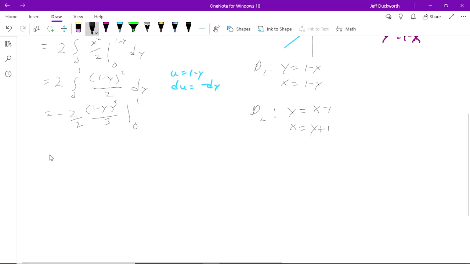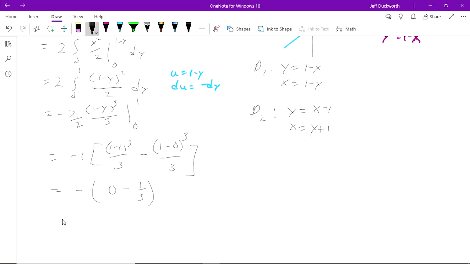All right, so this equals negative 1, and I'll put in 1. That gives us 1 minus 1 cubed over 3, which is going to go to 0. And we're minusing 1 minus 0 cubed over 3. Okay, so that equals just 1/3.